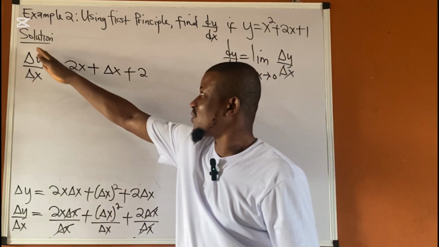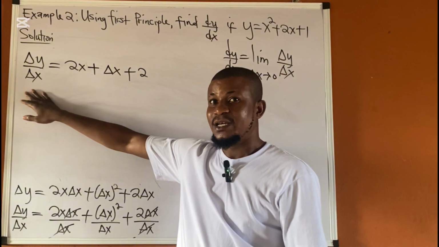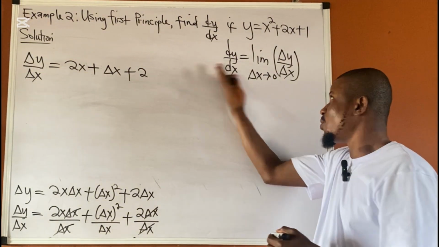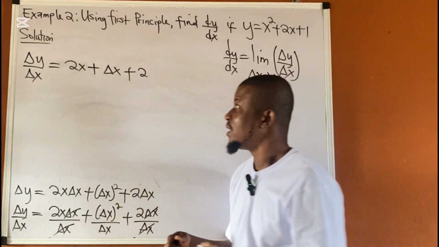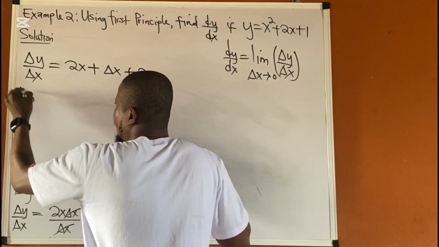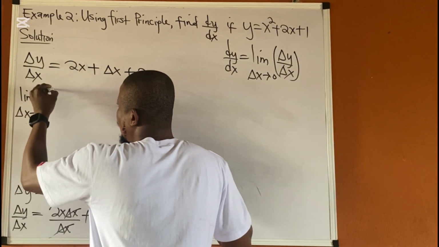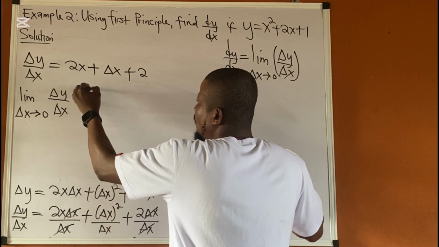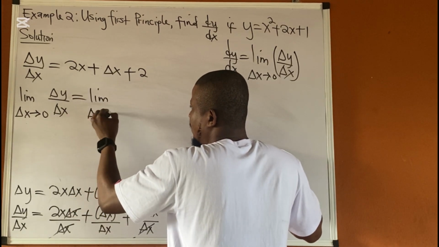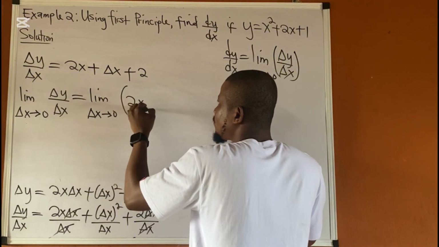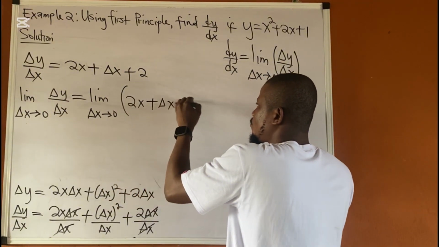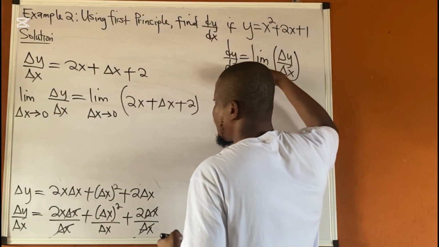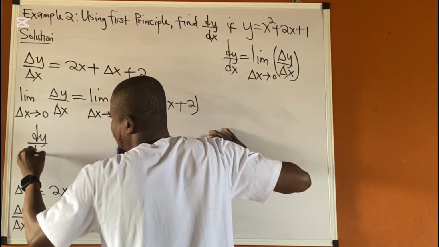Now we've gotten our change in y over change in x. What will be the next step? Imposing a limit on it. We've succeeded in getting this slope. The next step will be to impose a limit on it as change in x tends to 0. So we now take a limit as change in x tends to 0 on our slope, change in y over change in x. And on the right hand side, we take a limit as change in x tends to 0 on this 2x plus change in x plus 2. And this expression here is our dy dx.